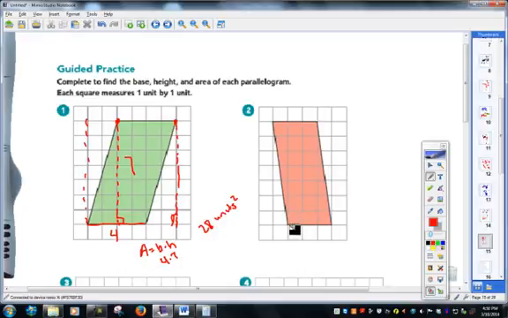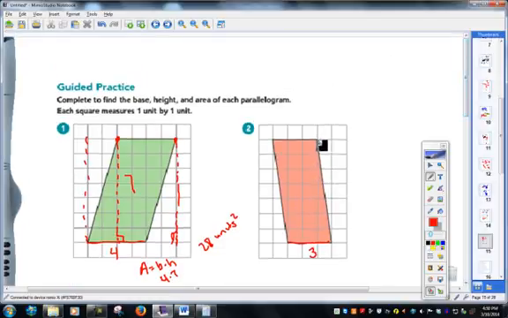Over here, I count my base: 1, 2, 3. I count my height. It has to go from the very tippy top straight down, slammed. 1, 2, 3, 4, 5. Well, I guess I'm not counting yet. And there's my right angle.